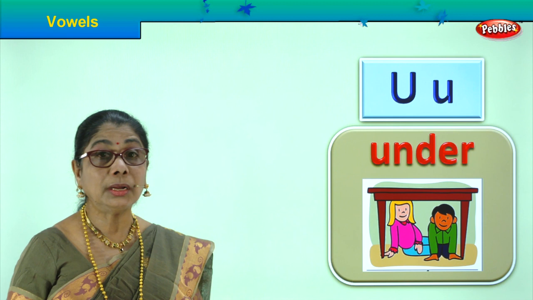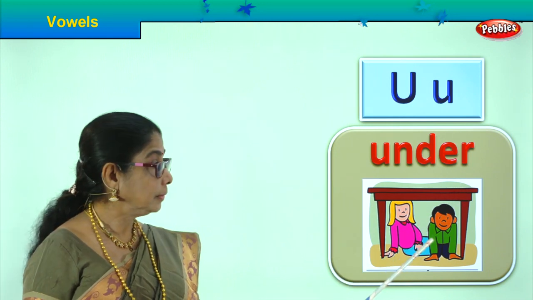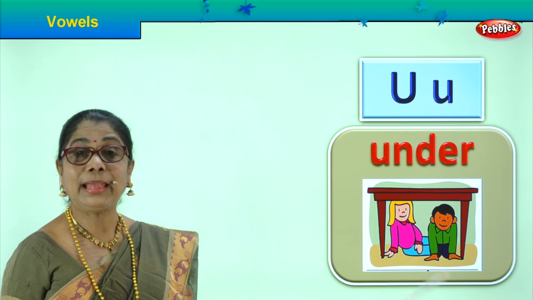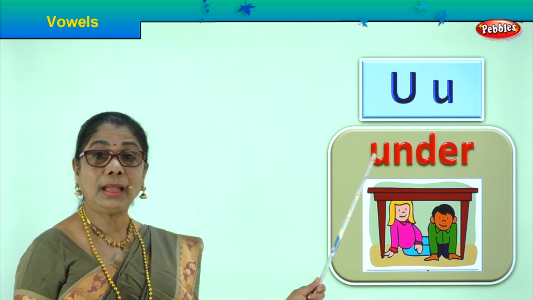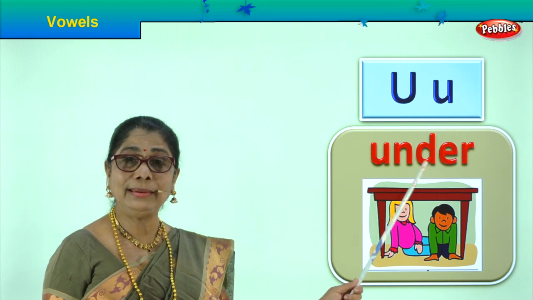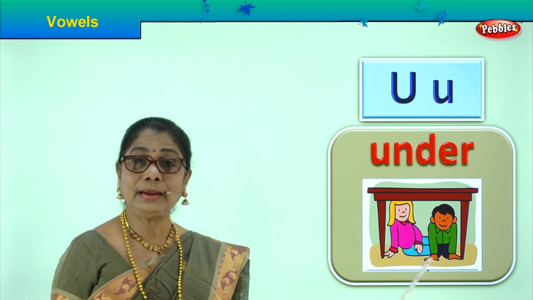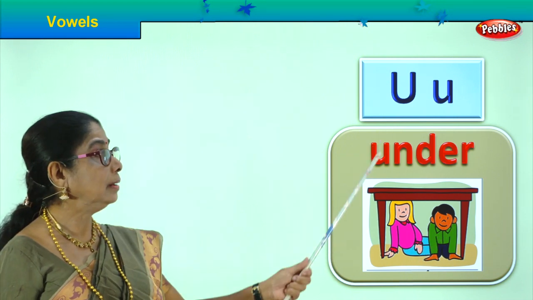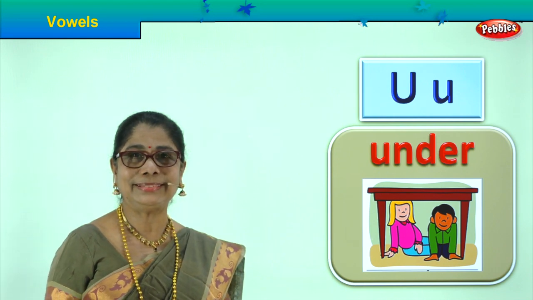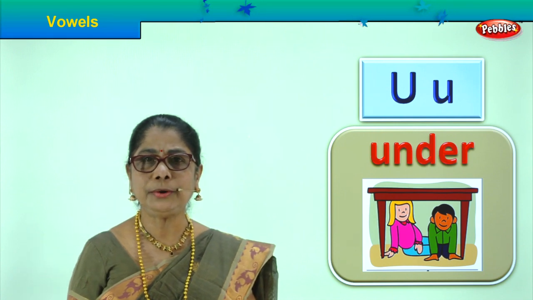Letter U, sound. Under. Where are the children sitting? They're sitting under the table. Under. U-N-D-E-R. Under. The little girl and boy, they're sitting under the table. Under. Shall we take a new picture now?